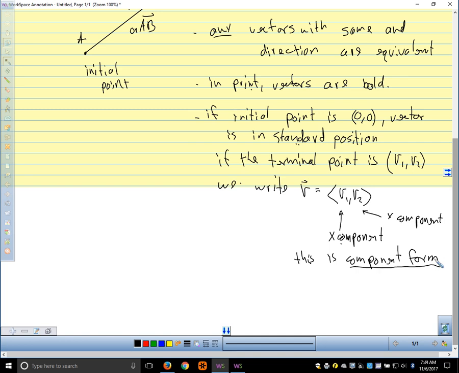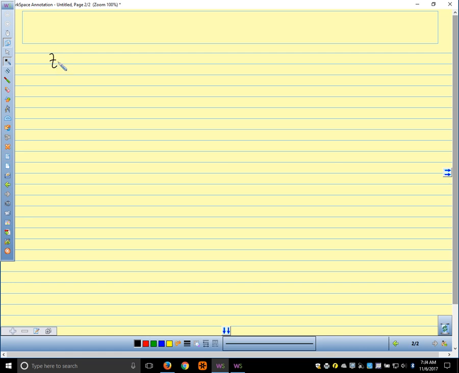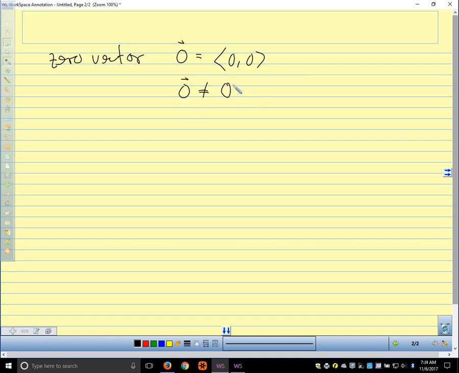All right, we good so far? This all should be more or less review. The zero vector. The zero vector is the vector with components 0, 0. And be careful, because the zero vector is not equal to the zero scalar. They're different things. One is a vector, one is a scalar.